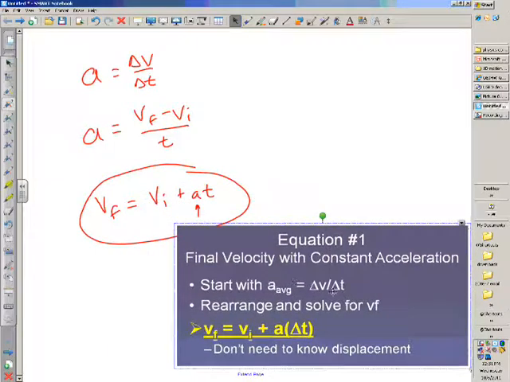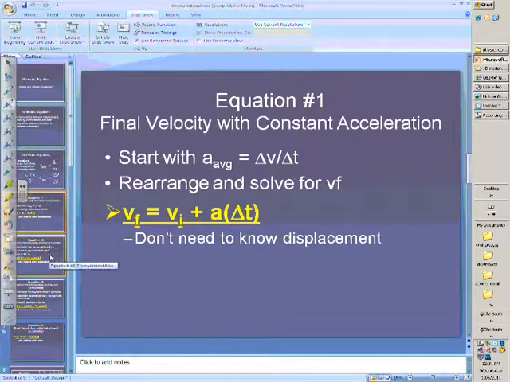So we started with our average acceleration equation. We rearranged and solved for V final, and we end up with V final equals Vi plus a times t. Notice, displacement, one of those descriptors of motion, doesn't show up anywhere in this equation. That's going to be an important theme, so keep that in mind as we go along. All right, let's take a look here.